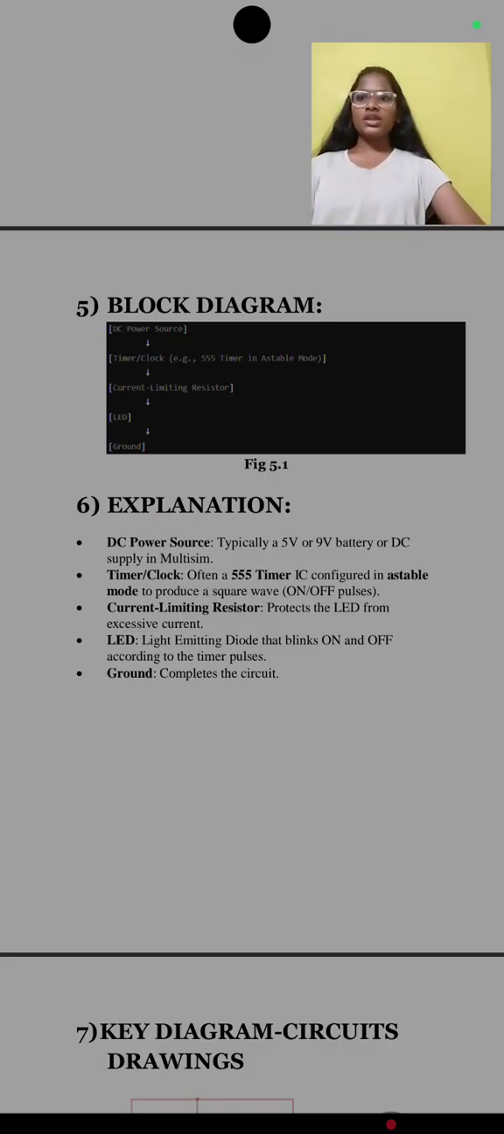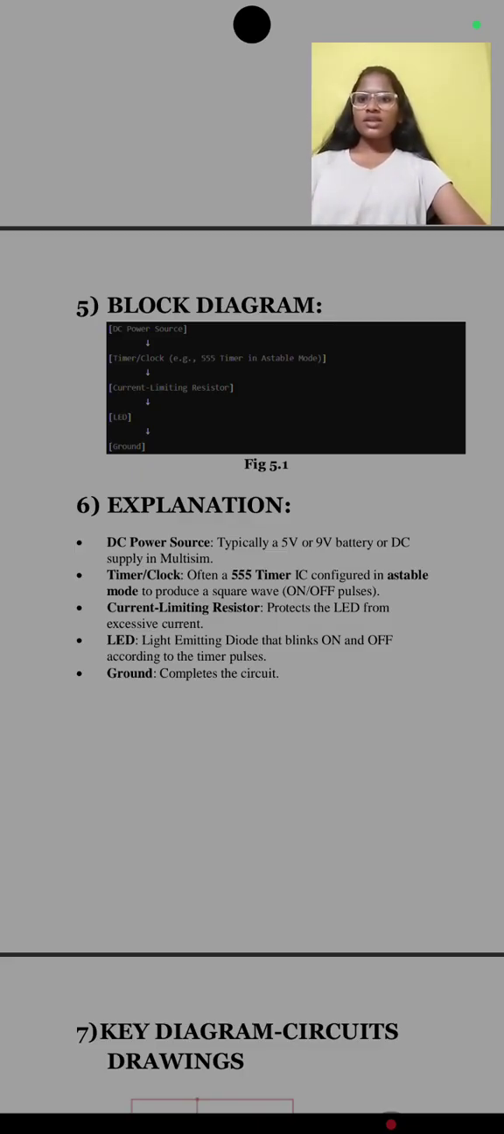Timer clock, often a 555 timer IC configured in an adjustable mode to produce the square wave on off pulses. Current limiting resistor protects the LED from excessive current. LED, light emitting diode that blinks on and off according to the timer pulses. Ground completes the circuit.